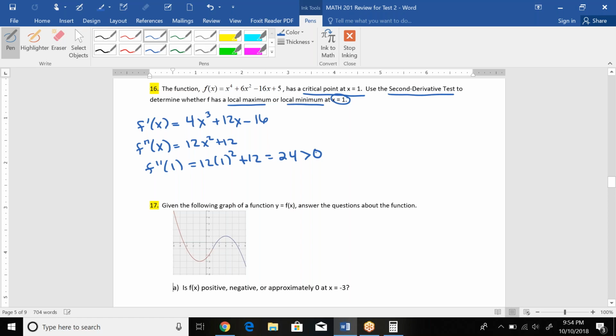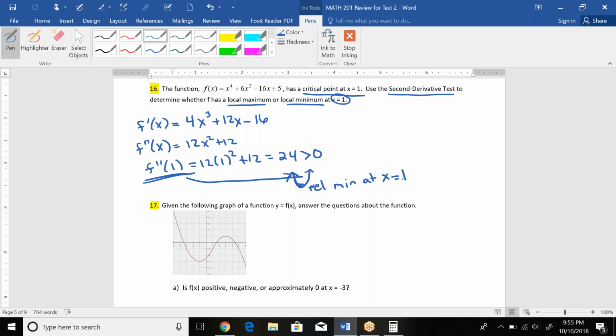Now, a lot of people will jump right to the conclusion that they think that means it is a maximum. It is not, because when the second derivative tells you you're greater than 0, that means your bowl is concave up, because that's what the second derivative tells us. It tells us concave up or concave down. So if you're concave up, you actually have a relative minimum at x equals 1, which is sometimes called a local minimum too, but relative minimum is what our book uses.